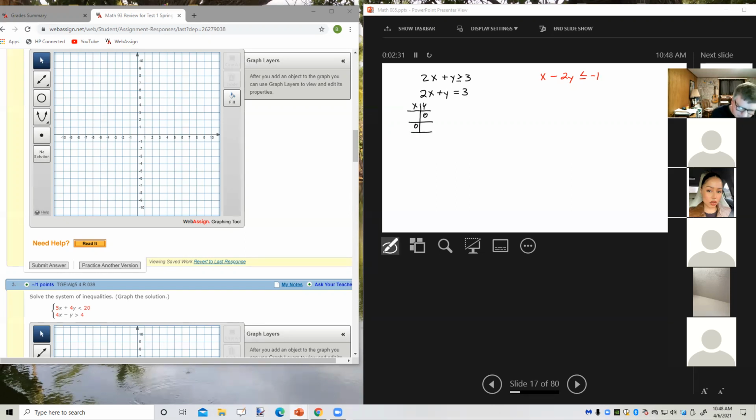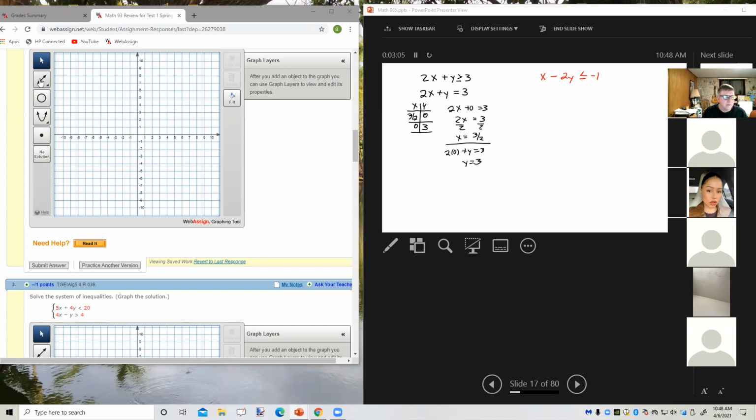if that works out okay. So find x when y is 0. 2x plus 0 equals 3. 2x equals 3. Divide both sides by 2. x equals 3/2. We okay with that? All right. Find y if x is 0. 2 times 0 plus y equals 3. y equals 3. So now I've got two ordered pairs.